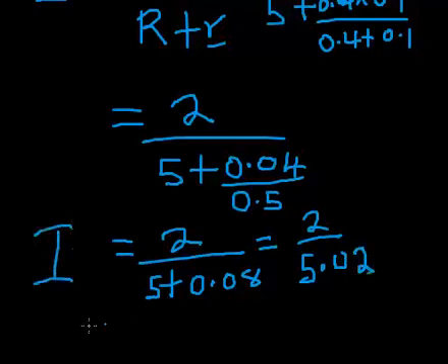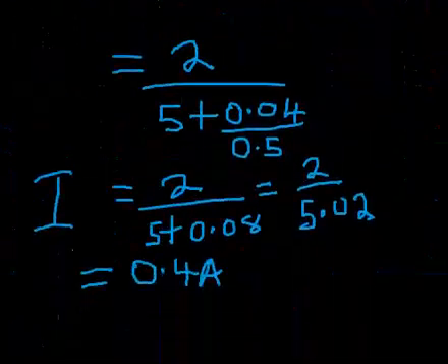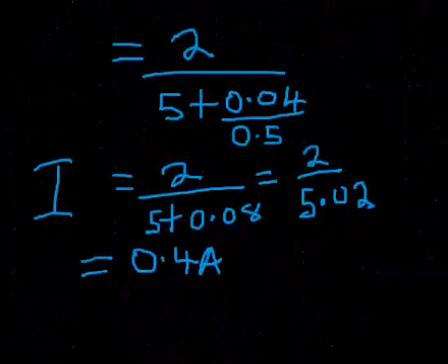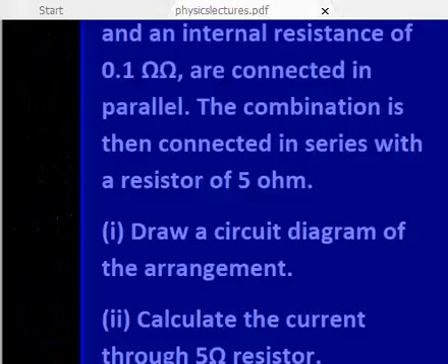So my current is equal to 2 divided by 5.08. What do I have? That would be approximately 0.4. So the current delivered to the external resistor is 0.4 ampere. I hope that is well understood. Okay, I think that is it.